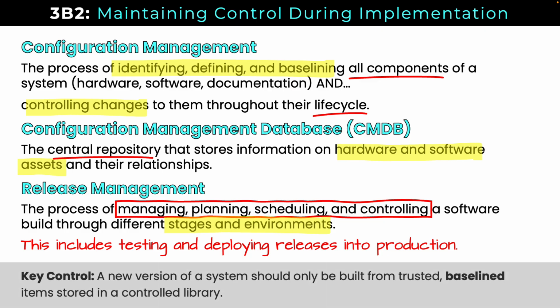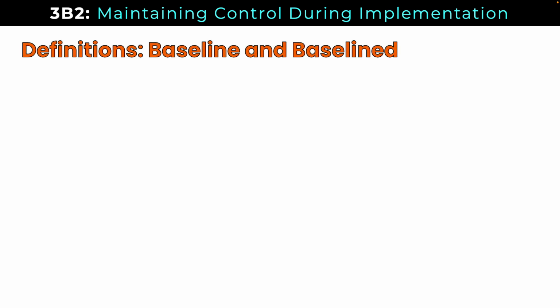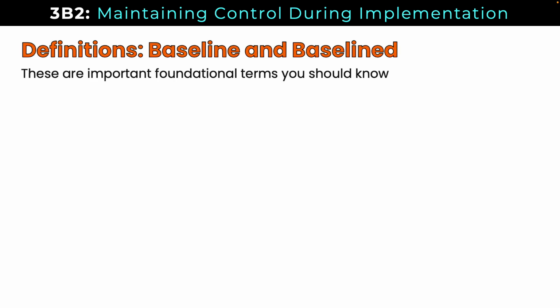The key control here is that a new version of a system should only be built from a trusted, baselined set of items stored in a controlled library. So that baseline is the trusted source for recovery. All of this assumes you are very familiar with two terms, and I made an assumption here that the official study material also makes, and that's that you know the difference between baseline and baselined, and you know what each of these means very well.